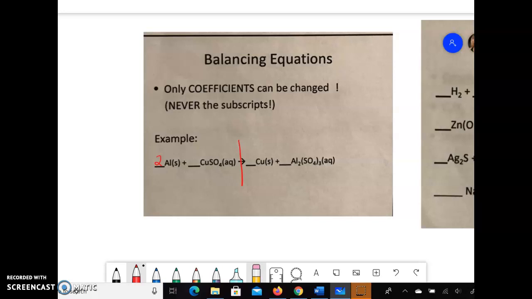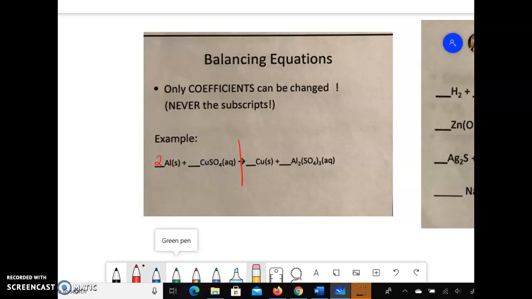The next thing we're going to go to is copper. We have 1 copper on the left and 1 copper on the right, so it's already balanced. And the last thing we need to balance is the SO4. Now here's the thing. If you have a polyatomic ion on both sides of the arrow, you can just keep it together as a unit. So instead of balancing the sulfur separate from the oxygen, which would be way more complicated, you can just balance it as a unit of SO4.